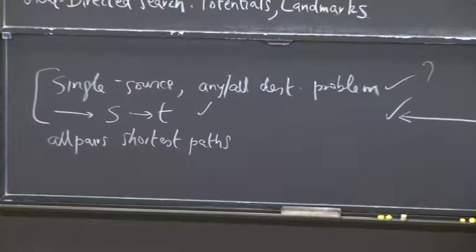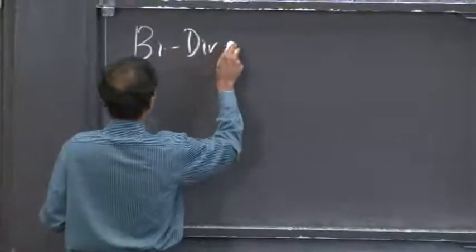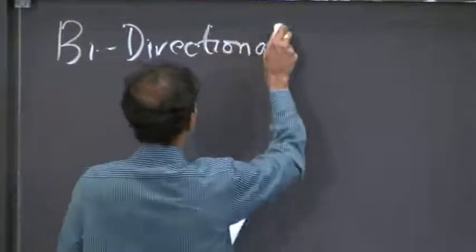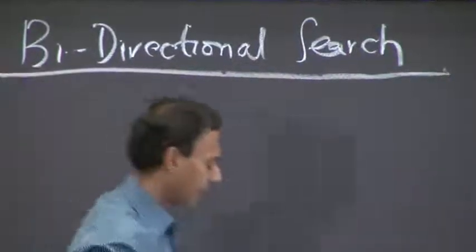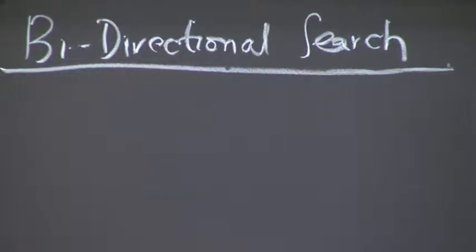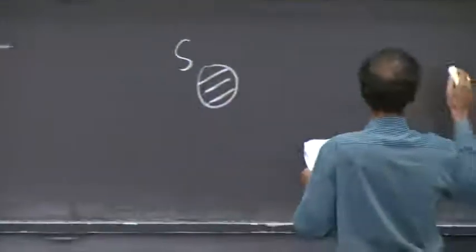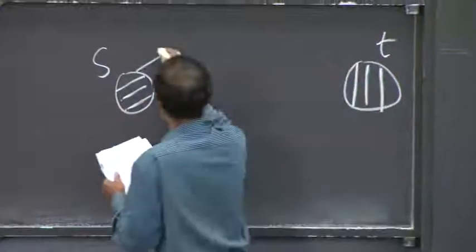Let's talk about something that's a little more interesting and non-obvious, which is the notion of bidirectional search. In bidirectional search, what we have is we have S and we have T, and we have a bunch of nodes in between.